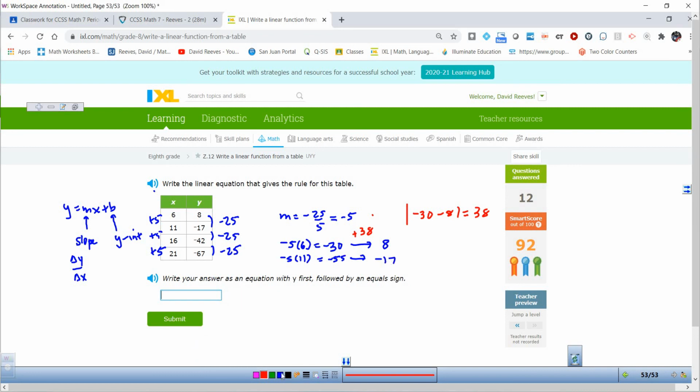So I can see that that's my y-intercept. So b is positive 38. So I know my b and I know my m. So my equation is going to be y equals negative 5x plus 38, right?